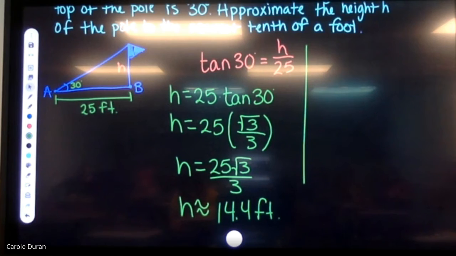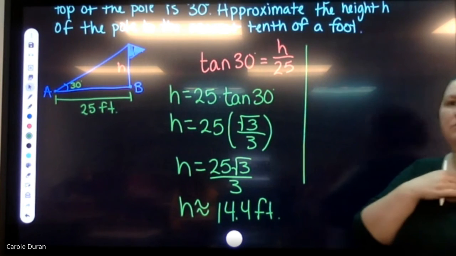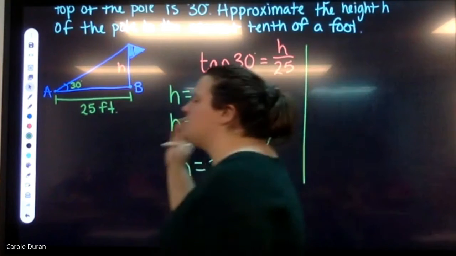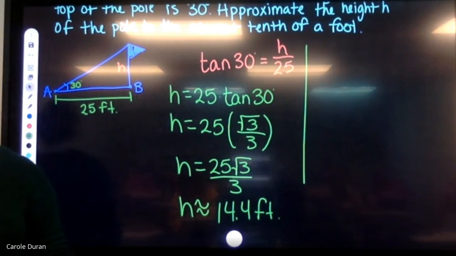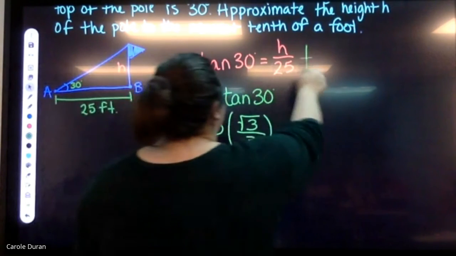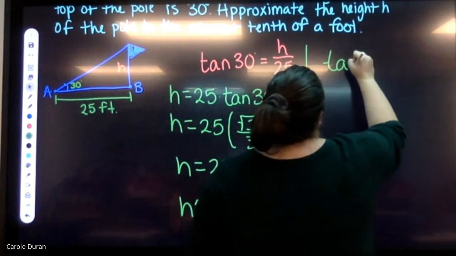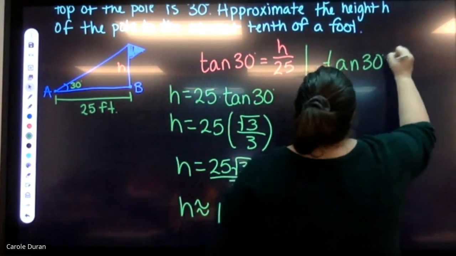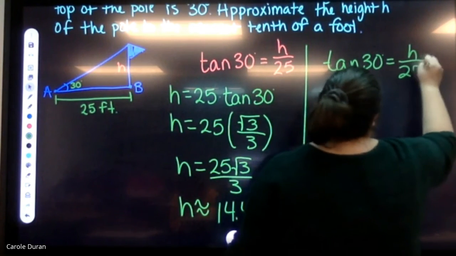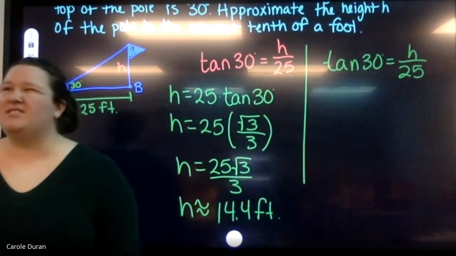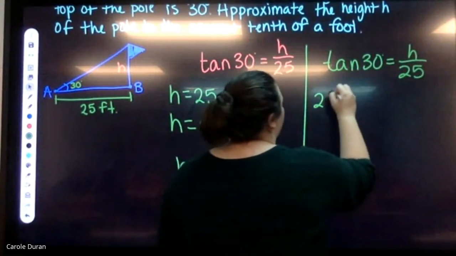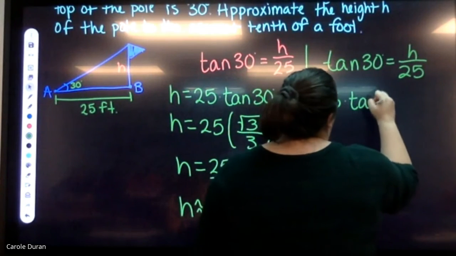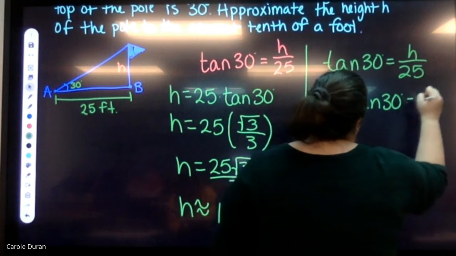Okay. So what we're going to do now is use the same problem, but solve it only with a calculator. We're not going to have any fractions in here anywhere. So I still have tangent of 30 is equal to h over 25, right? And to isolate the h, I need to multiply the 25 over. So I get 25 times tangent of 30 degrees equals h.